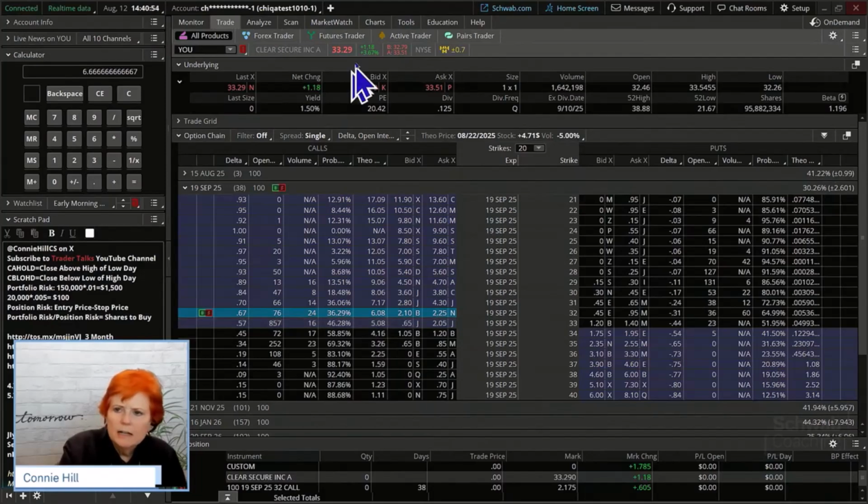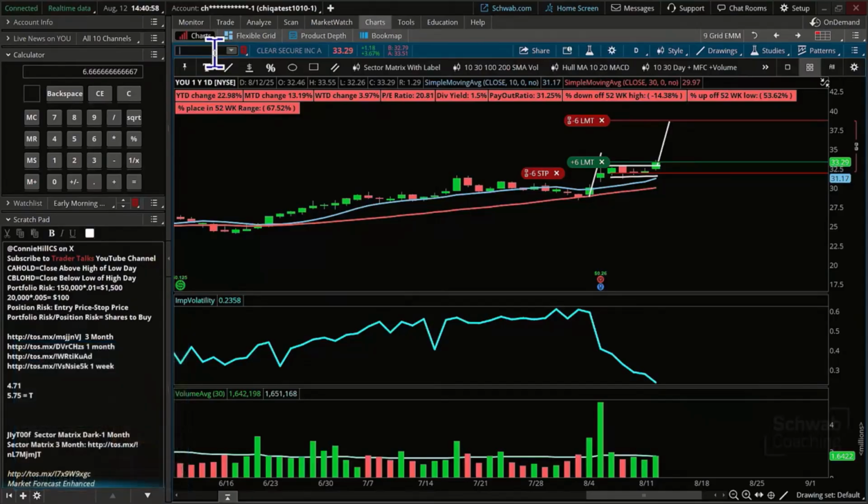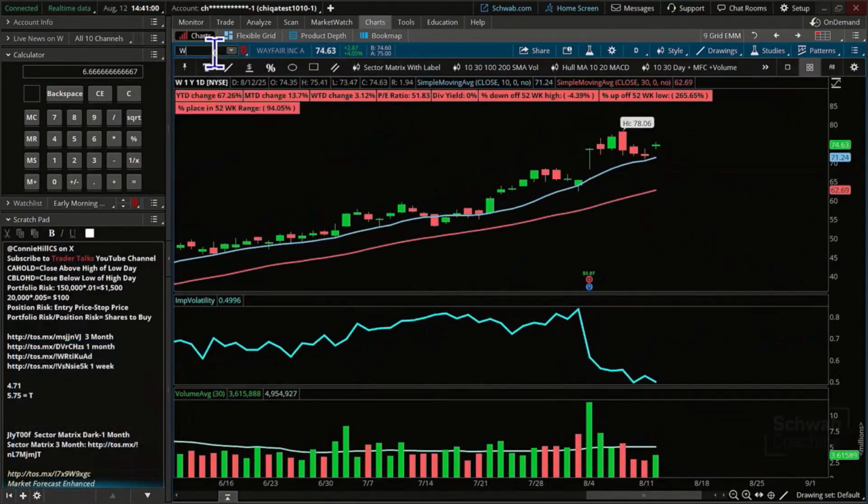Another one I want to take a quick look at, and this one's going to go a little bit faster here, is Wayfair. They had a good earnings report. They gapped up. Many times the bottom of the gap might act as a support area. And it looks like maybe it did a little bit here.